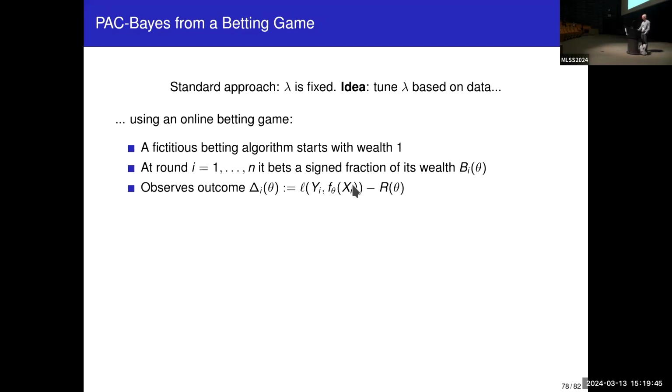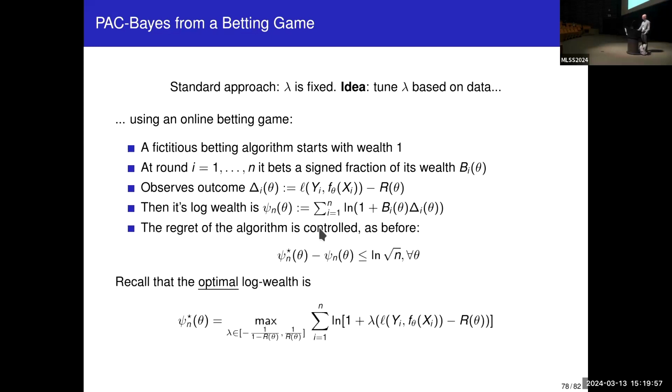And the outcome are the empirical losses minus the true risk. This is, again, a random variable between 0 and 1. And so this is your log wealth. And you know that if you use universal portfolio, the log wealth that you make is far away from the best log wealth up to a logarithmic factor. And the optimal log wealth is the ugly expression that I showed you before.